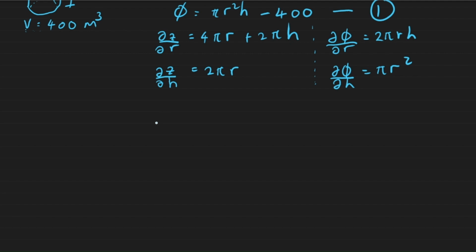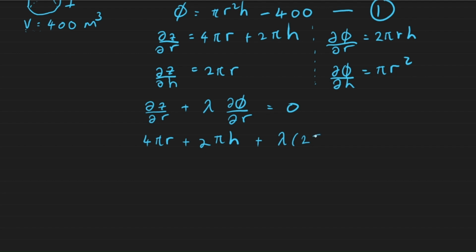So the second equation is the partial of z with respect to r plus lambda, the Lagrange multiplier, times the partial of phi with respect to r, which is equal to 0. So the partial of z with respect to r is given by 4 pi r plus 2 pi h, plus lambda times the partial of phi with respect to r. The partial of phi with respect to r is 2 pi r h. We have 2 pi r h equal to 0. Okay, so this is equation 2.